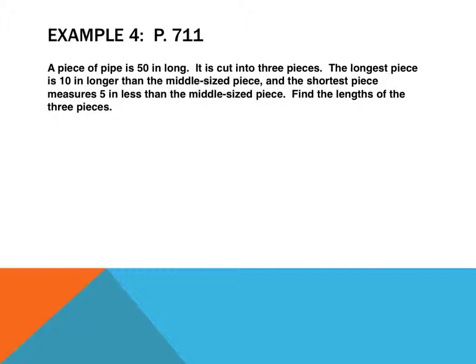So I'm going to draw a diagram. I have a short piece, kind of a medium piece, and a longer piece. The whole pipe is a total of 50 inches. The longest piece is 10 inches longer than the middle-sized piece. Since I don't know the middle-sized piece, that's my x. So my longest piece is 10 inches longer than that, so that's going to be x plus 10.